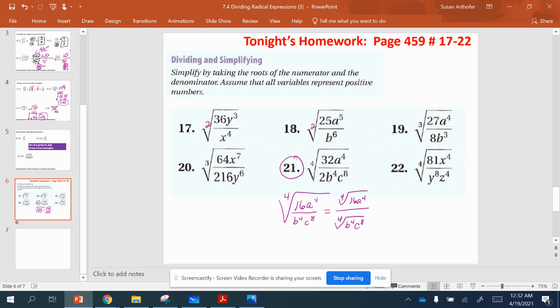Okay, so what's the fourth root of 16? I'm hoping you are learning those chart numbers. Fourth root of 16 is 2. Fourth root of a to the fourth, a comes out. Fourth root of b to the fourth, b comes out. Fourth root of c to the eighth, there's 2 sets of c's in there, so c squared. Okay, I just wanted to do that one with you because we had this 32 over 2 to make life easier. Okay, the other one should be easy.